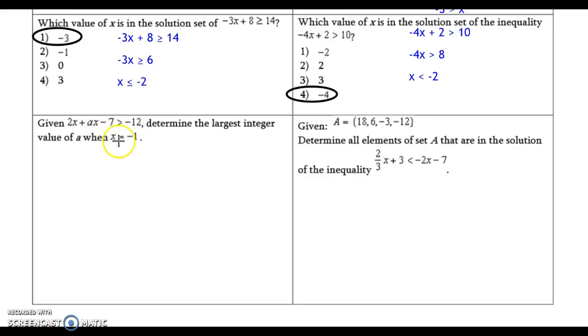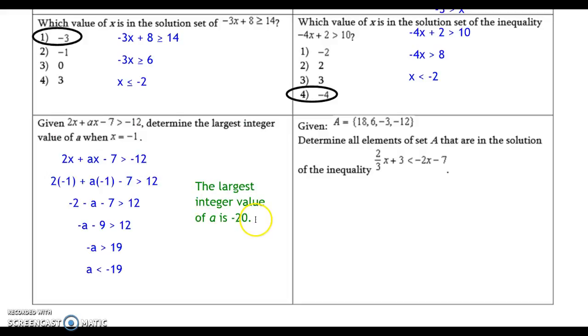Next, it gives you the fact that x is equal to -1. We're going to substitute in -1 here, and we're going to determine the largest integer value of a. Now, this answer might seem a little strange, but follow me here. We've substituted in -1. We multiply it through. We get the value of a by itself, and it says a is less than -19.